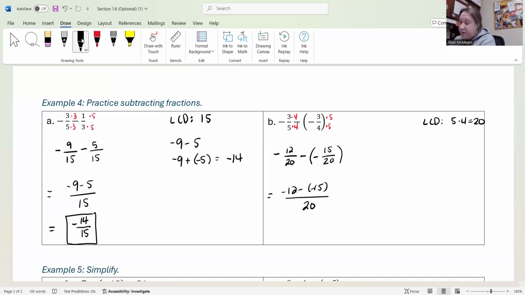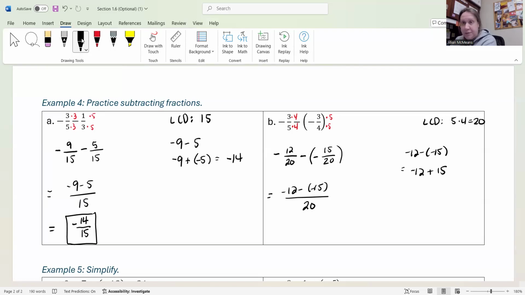All right, off to the side, I'm going to do a little side work. I've got negative 12 minus negative 15. I want to convert that to addition. So I keep the negative 12, but instead of subtracting negative 15, I want to add the opposite of negative 15, which is positive 15. So I want to add positive 15. So now I'm adding two numbers that have different signs.